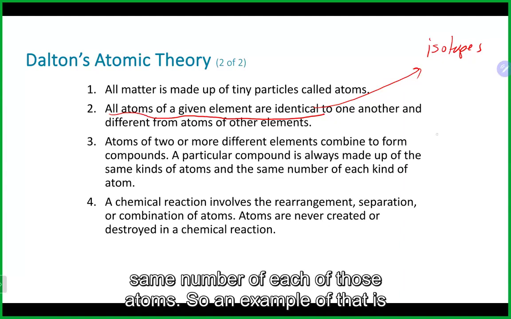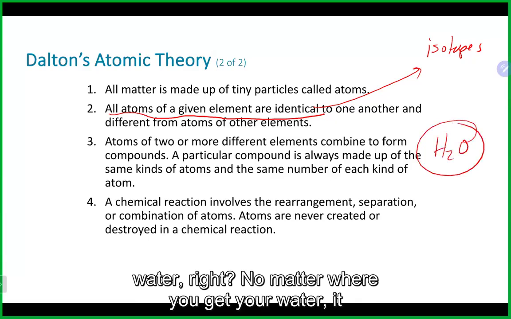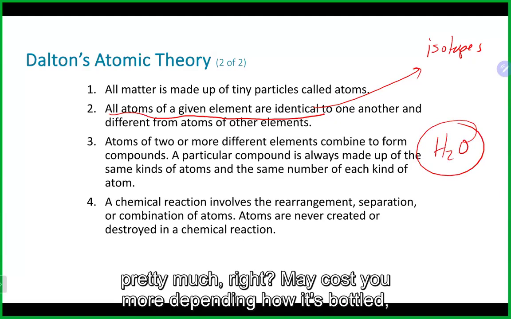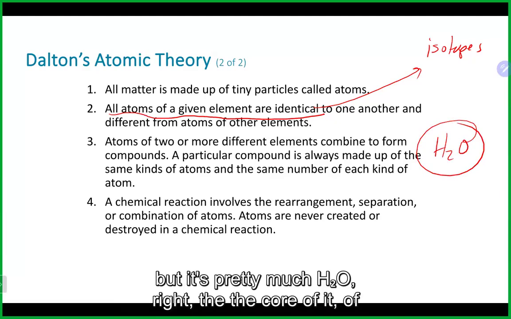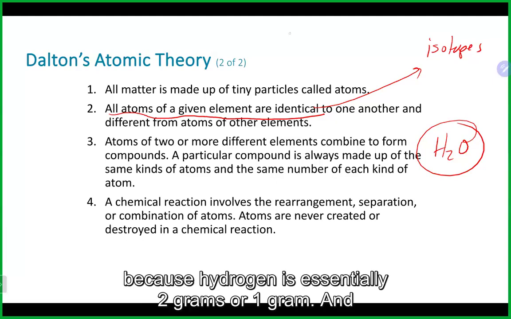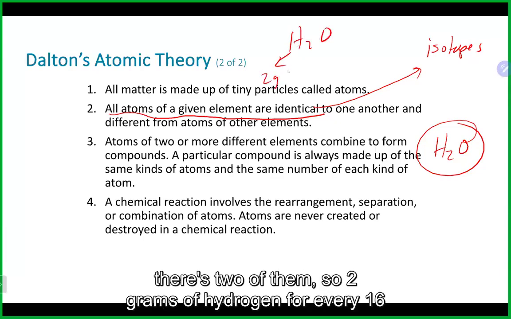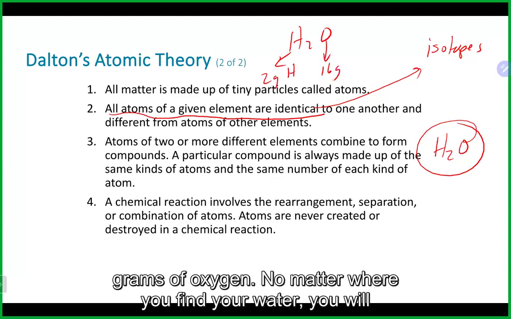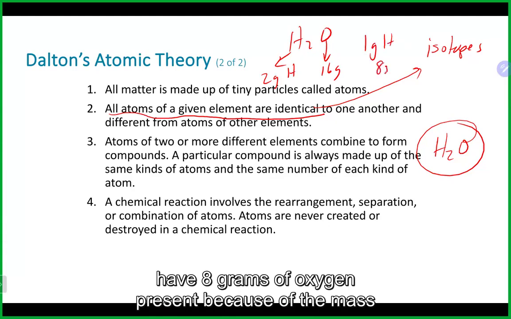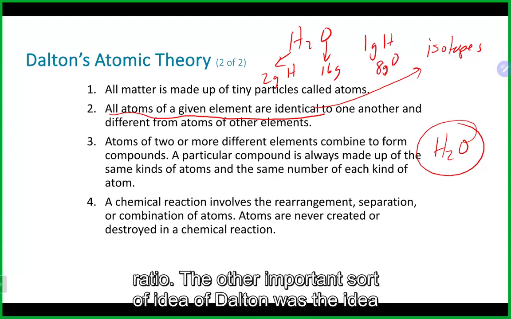An example of that is water, right? No matter where you get your water, it ultimately is two hydrogens together along with an oxygen. It may cost you more depending on how it's bottled, but it's pretty much H2O, the core of what it is. Hydrogen is essentially 1 gram, and there's 2 of them, so 2 grams of hydrogen for every 16 grams of oxygen. No matter where you find your water, for every 1 gram of hydrogen, you'll have 8 grams of oxygen present because of the mass ratio.